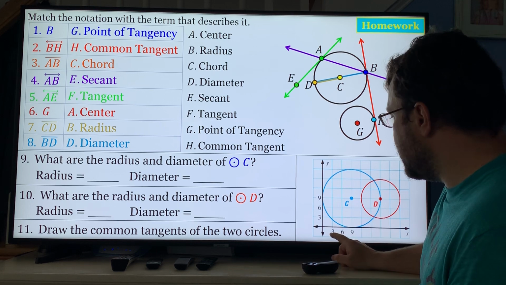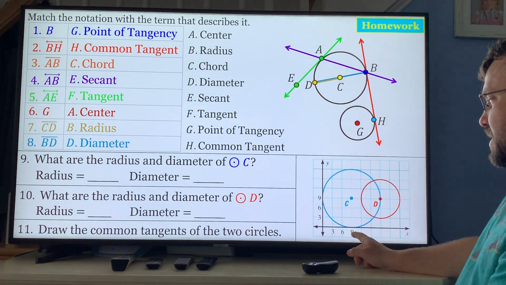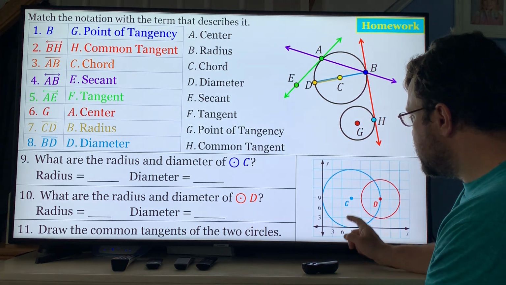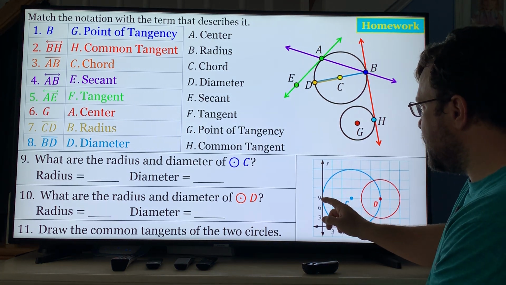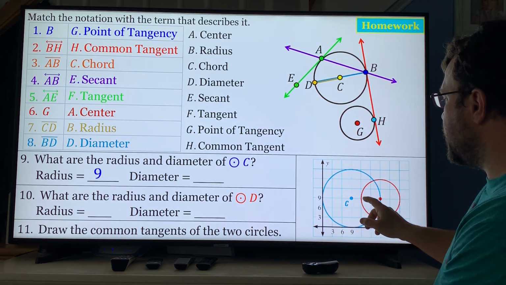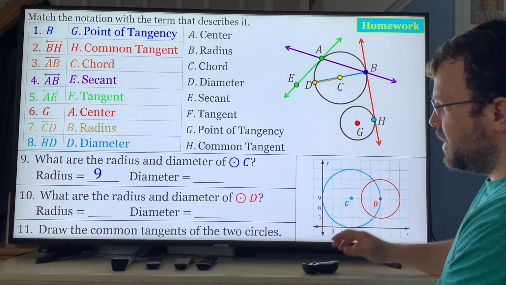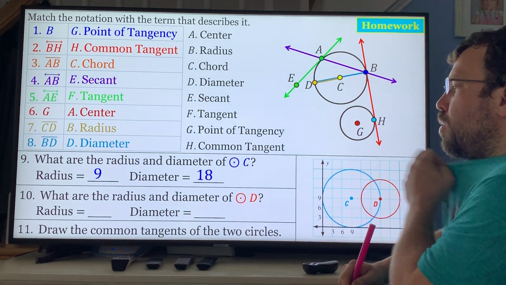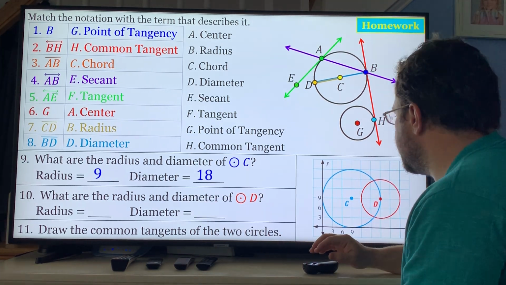So first off, radius. Now look, here's the key: 3, 6, 9. Each one of these things is 3. I bet a couple of you guys didn't see that. So 3, 6, 9. The radius is 9. Diameter, 3, 6, 9, 12, 15, 18, or 2 times 9 is 18. What are the radius and diameter of circle D?